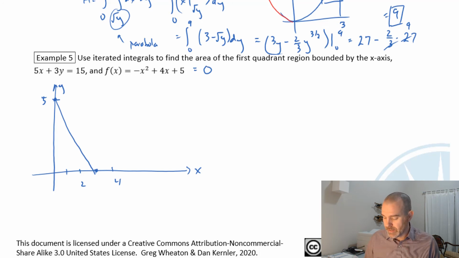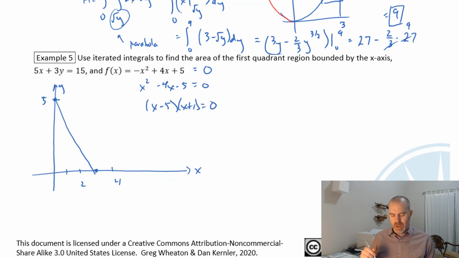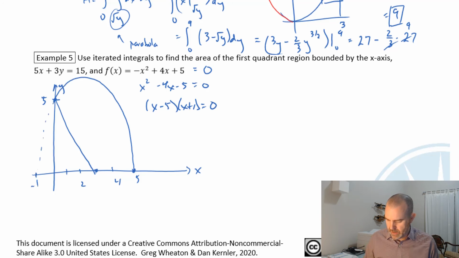Its x-intercepts, if I set it equal to 0, I don't like the negative, so let me multiply both sides by -1. We'll get x minus 5 times x plus 1. We have -1 as an x-intercept then, and 5 as an x-intercept. This parabola comes through like that, and then it also touches over here at -1. It looks like we want this region right here.